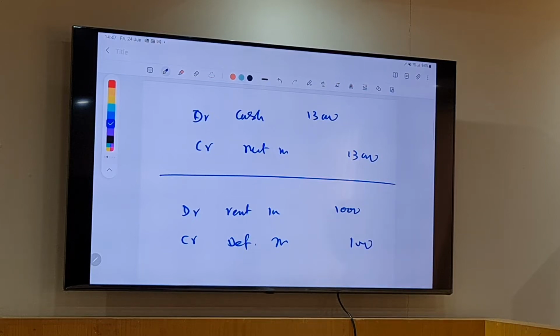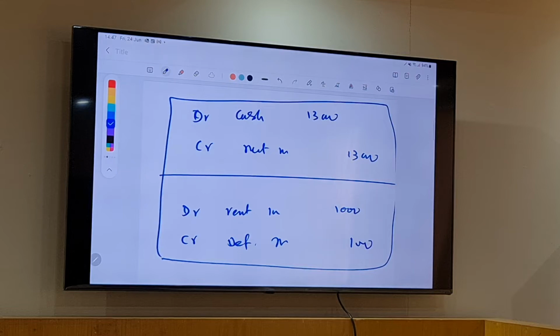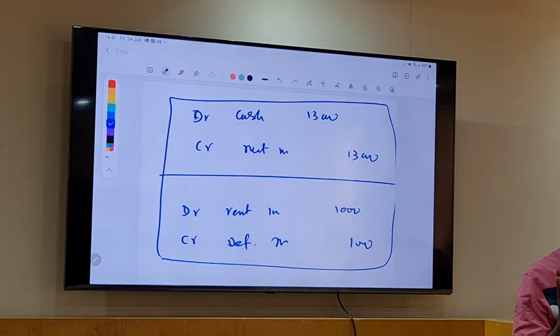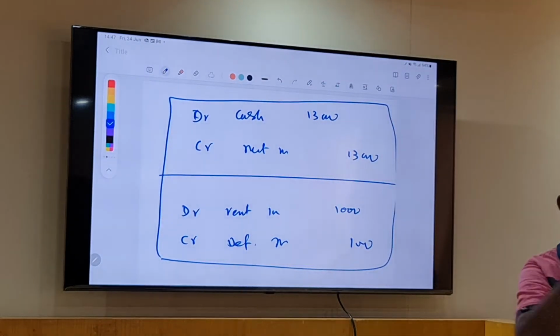So if you really combine these two, why rent income 1,000? You talk about 1 year. Why not 12,000, maybe? Oh, see, January to December. How many months? 12 months. In the month of December, the tenant paid 2,000, including the rent for the month of December and the rent for the next month, January.